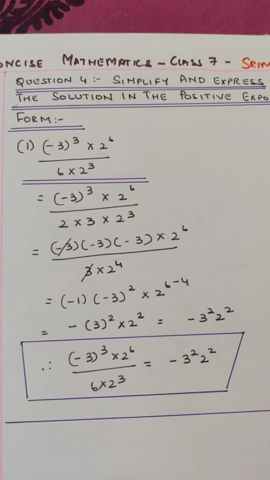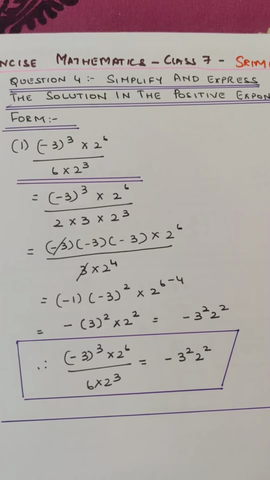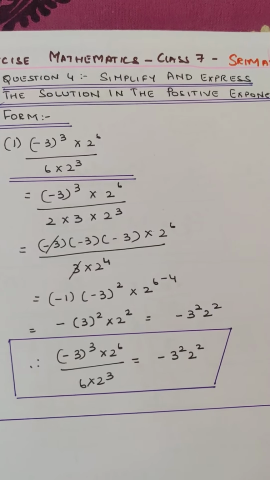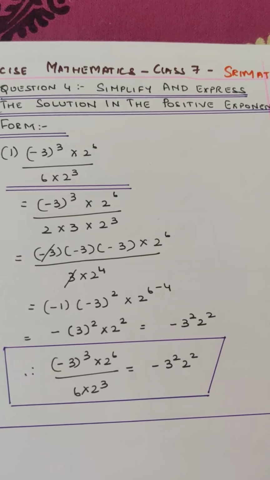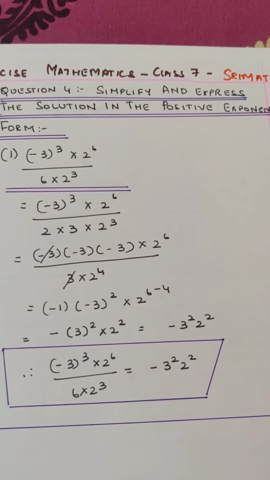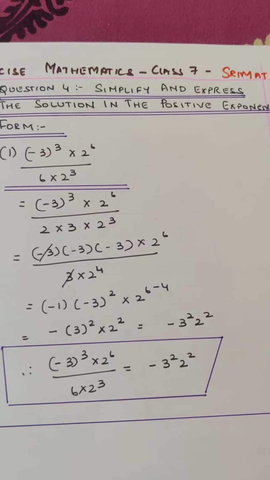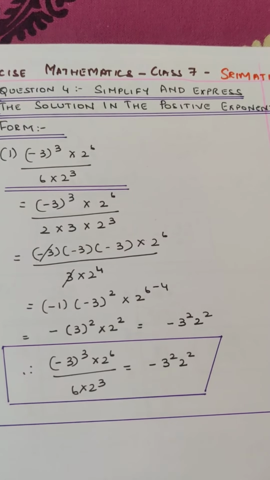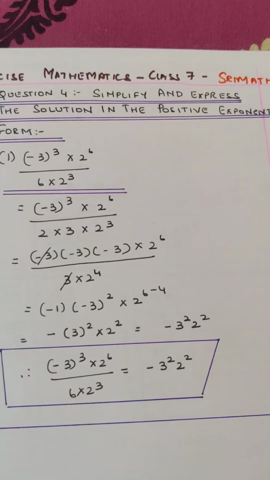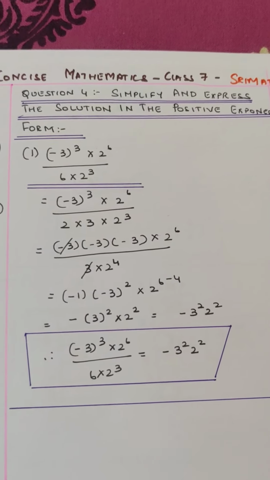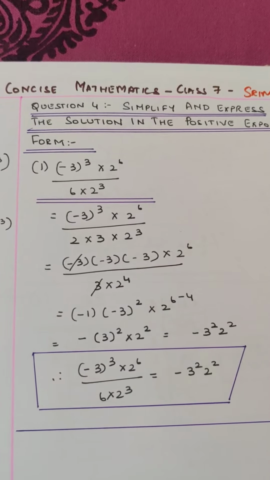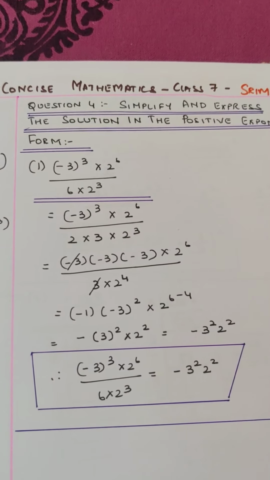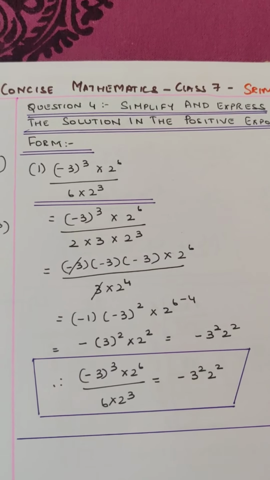So minus 3 and 3 get cancelled. It becomes minus 1 into minus 3 the whole square into 2 to the power of 6 minus 4. So minus outside, 3 to the power of 2 into 2 to the power of 2. Because we need to leave it in the exponent form, we will leave the answer in the exponent form. So this becomes minus 3 square, 2 to the power of 2. So this is the first question. Easy. I'm just pausing for a few seconds for you to understand how I've done the calculation, and I'm sure you will be able to get it.